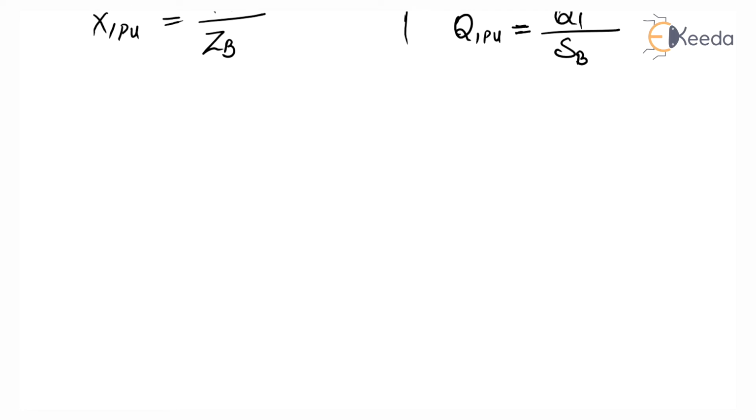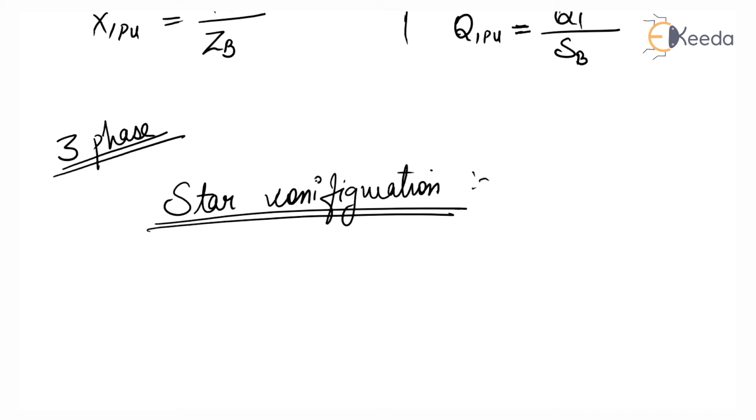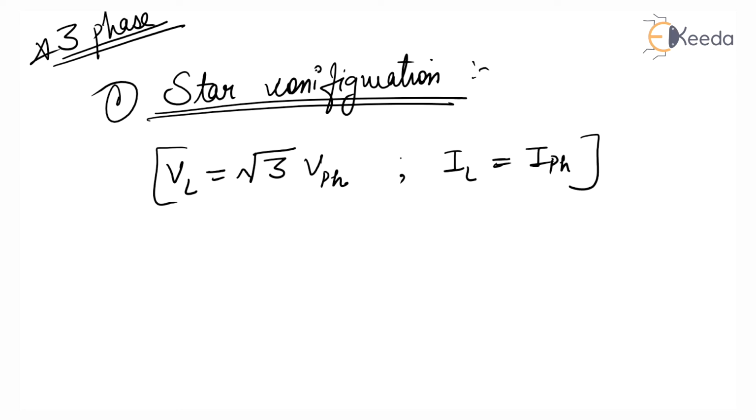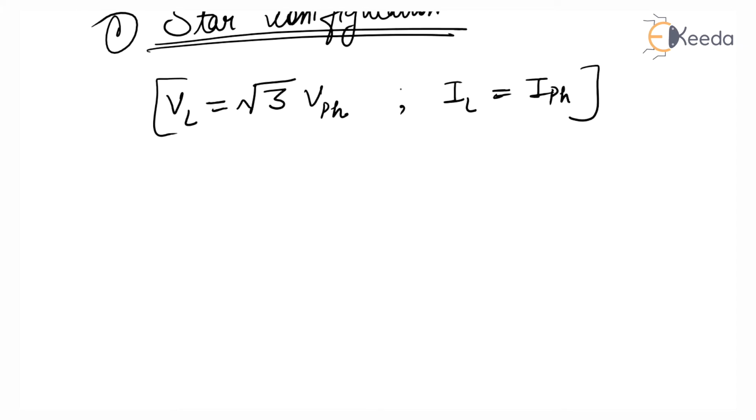Now we'll see the star configuration for three-phase. For star configuration, we know that VL, the line voltage, is equal to root 3 times the phase voltage, and line current and phase current are the same. We know this for star configuration: line voltage is equal to root 3 times phase voltage and line current is equal to the phase current.